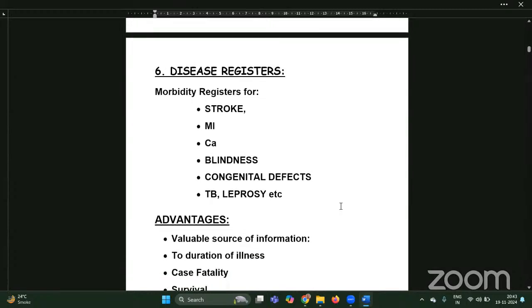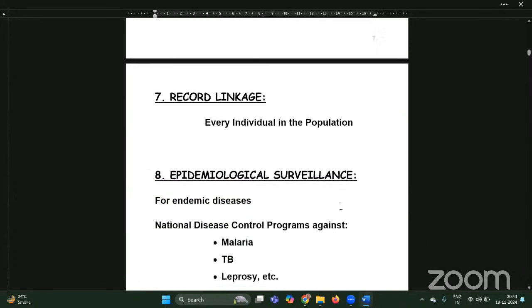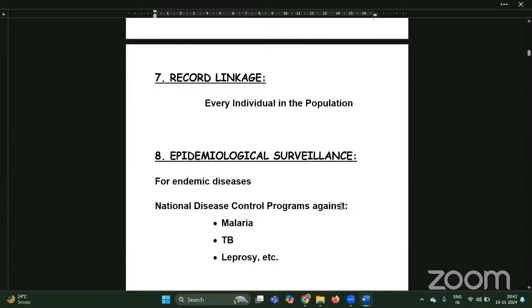This is what I said. These are registers. So record linkage, we are still in a very initial phase in India. Digital health mission. Once we get the details, after maybe 5, 10 years, it will be easier to find out prevalence, etc.